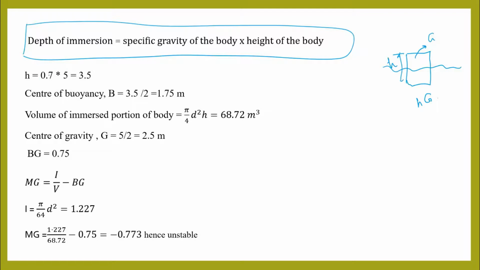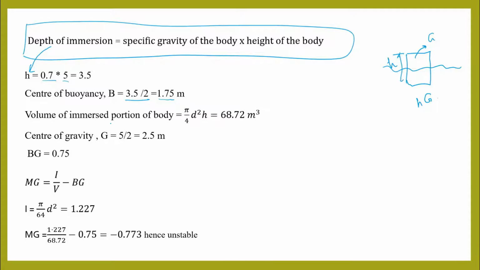Here the depth of immersion is taken as small h. So h is equal to specific gravity 0.7 times height 5, so the depth of immersion is 3.5. Now the center of buoyancy. The center of buoyancy will act at the middle of the depth of immersion, so we find the middle point, that is 3.5 by 2, which is 1.75 meters.